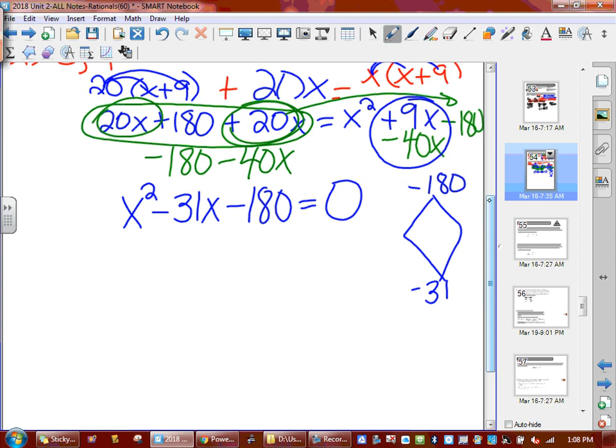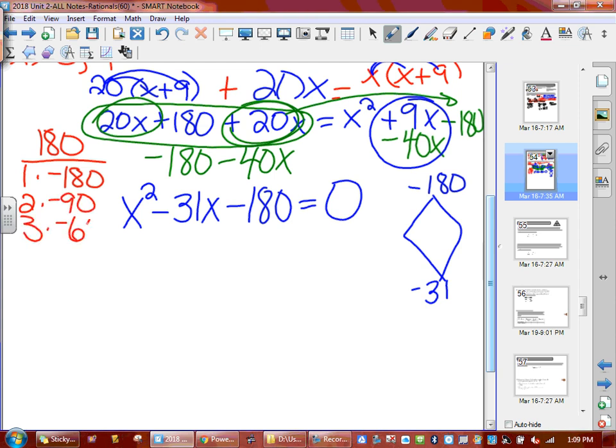Well, let's do a factor chart for 180. What sign is the middle number? Negative. The sign in the middle tells you that the big number will take his sign when you're factoring. So that means right here, negative 31. So all my big numbers will be negative. So 1 times negative 180. 2 times negative 90. 3 times negative 60.